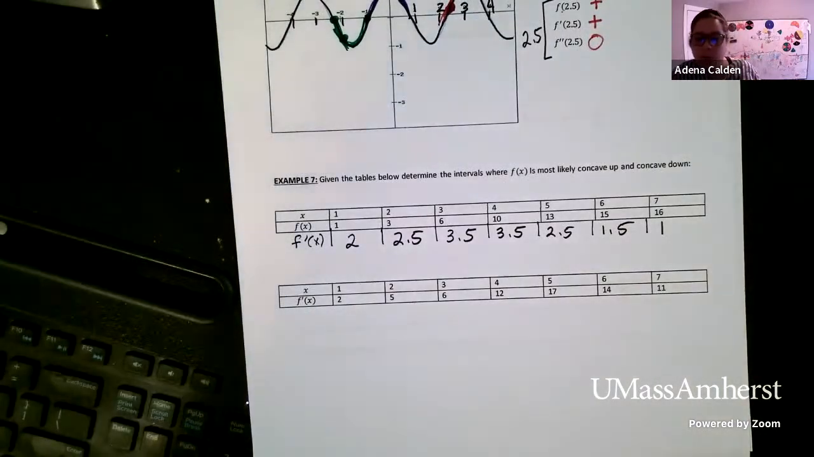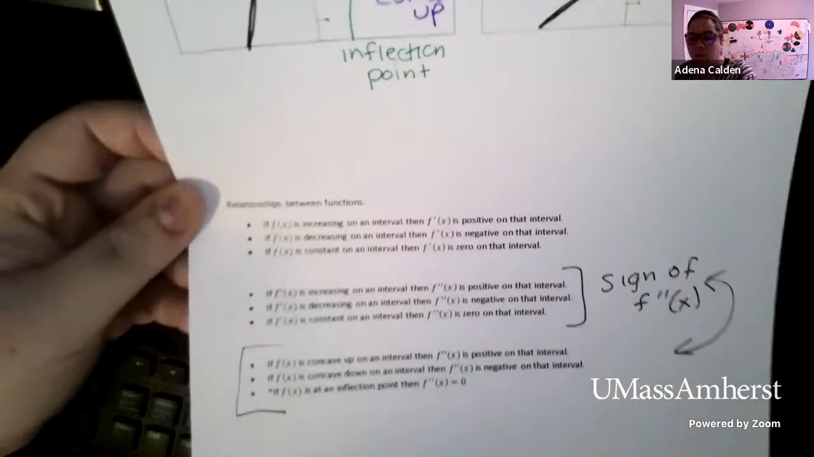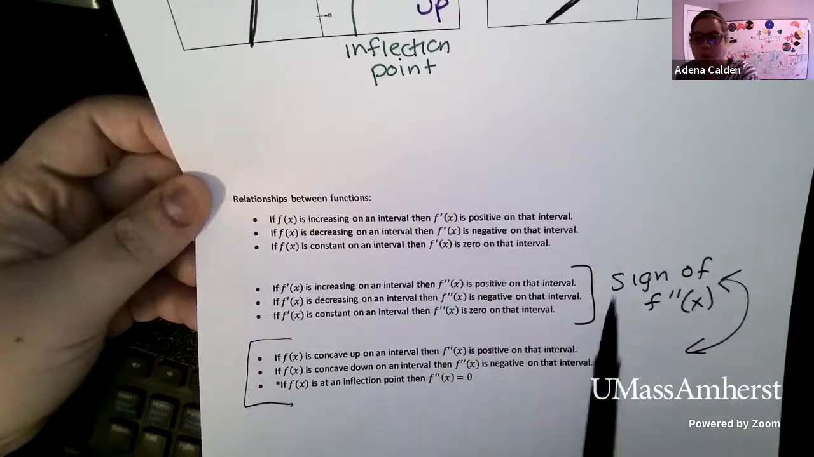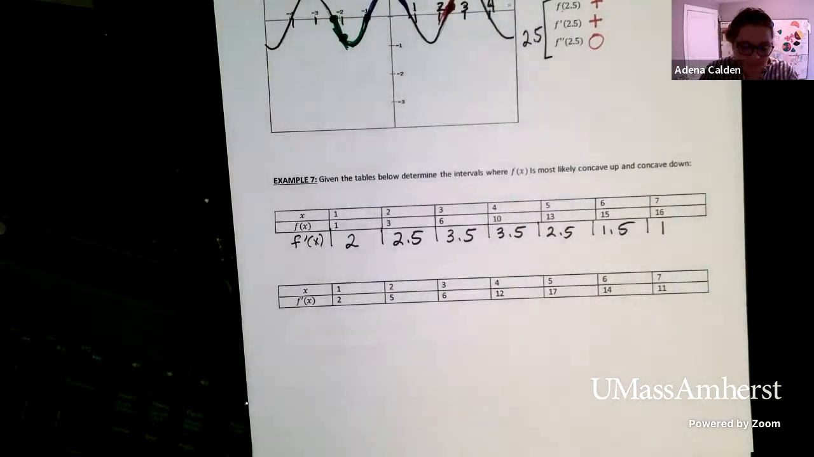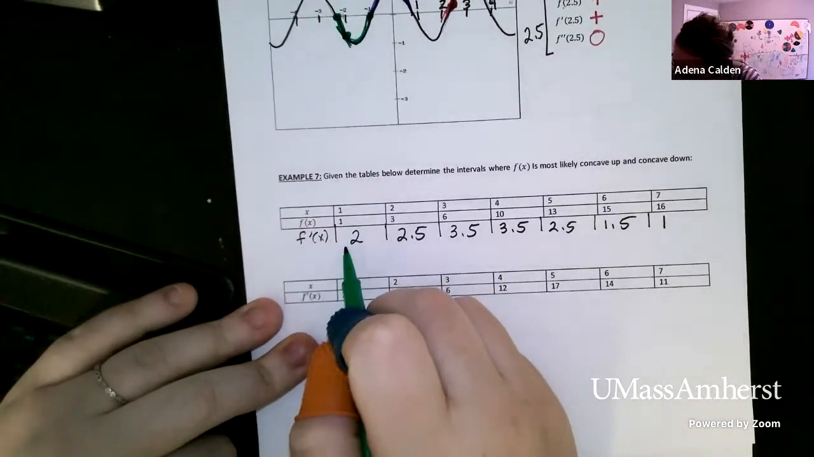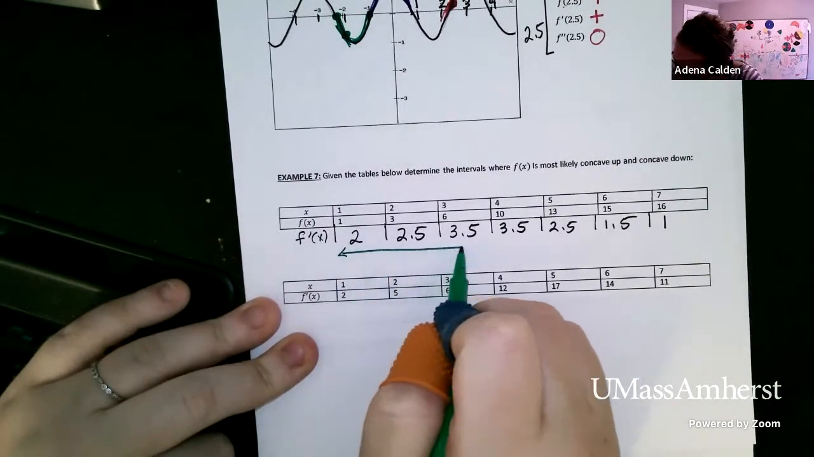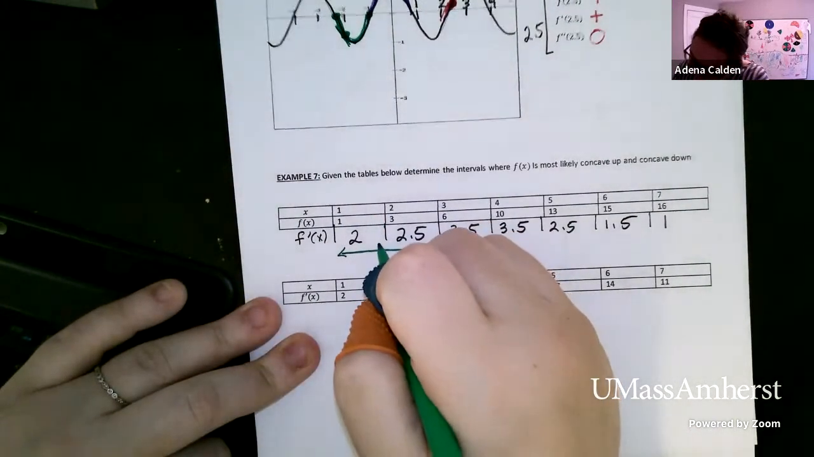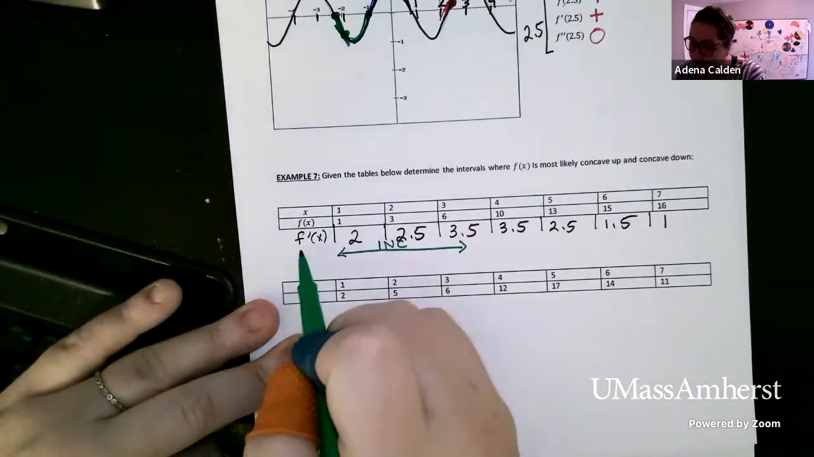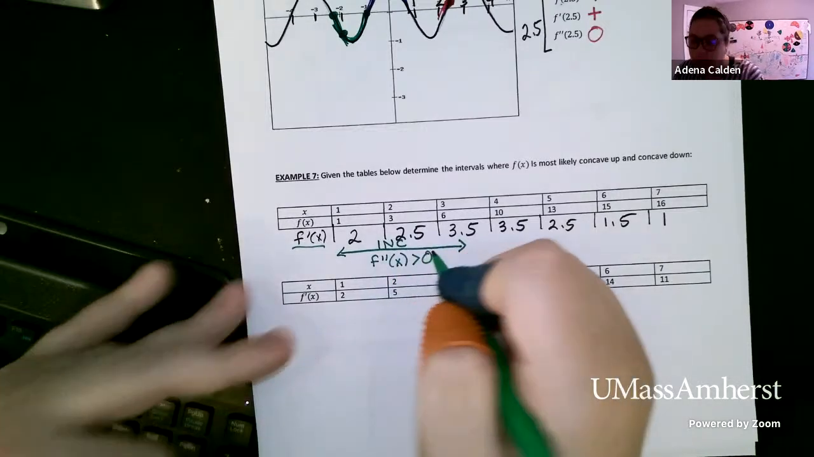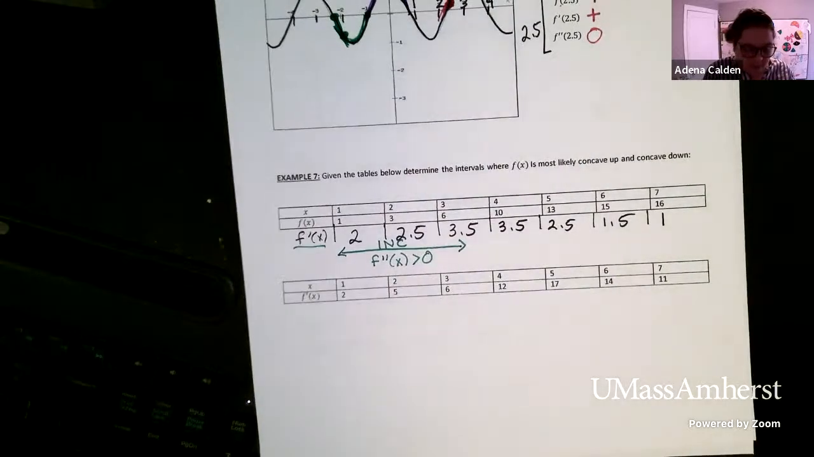And now that we know something about the first derivative, we go to the rules that link the first derivative increasing or decreasing with where the second derivative is positive or negative. Okay, so the first derivative appears to be increasing at the beginning. So we have 2, 2.5, 3.5. Those numbers are going up. So here, this is increasing. If your first derivative is increasing, your second derivative is positive.